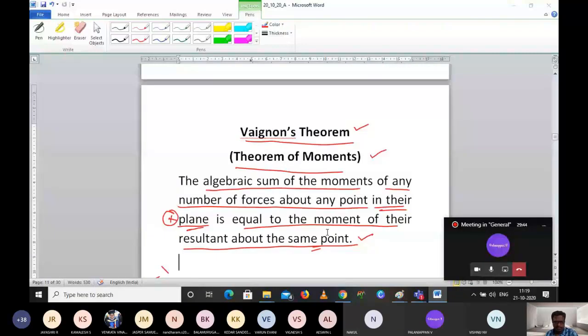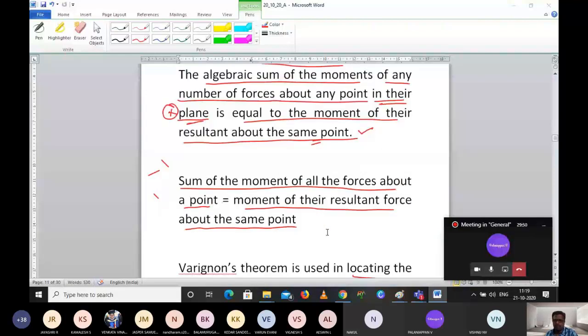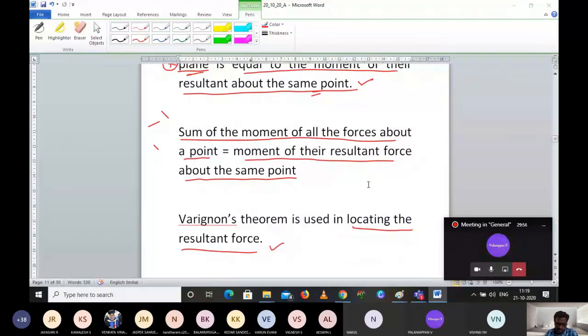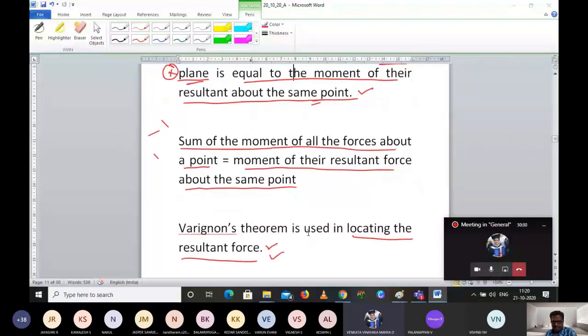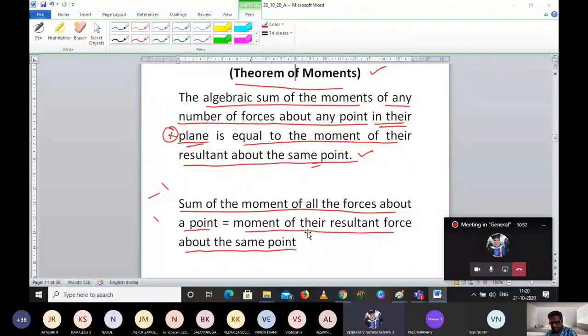We have come across that the sum of the moments of all the forces about a point is equal to the moment of their resultant force about the same point. And a very important thing I told: Varignon's theorem is used for locating the resultant force. Am I going fast or is it okay? Scroll up a little bit, so I can take note of the theorem statement. We have given it in our WhatsApp group. All the details are there.